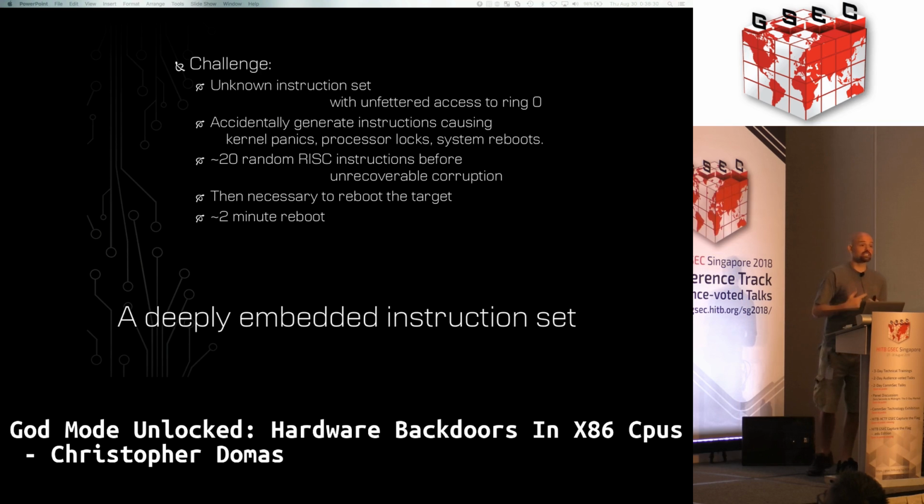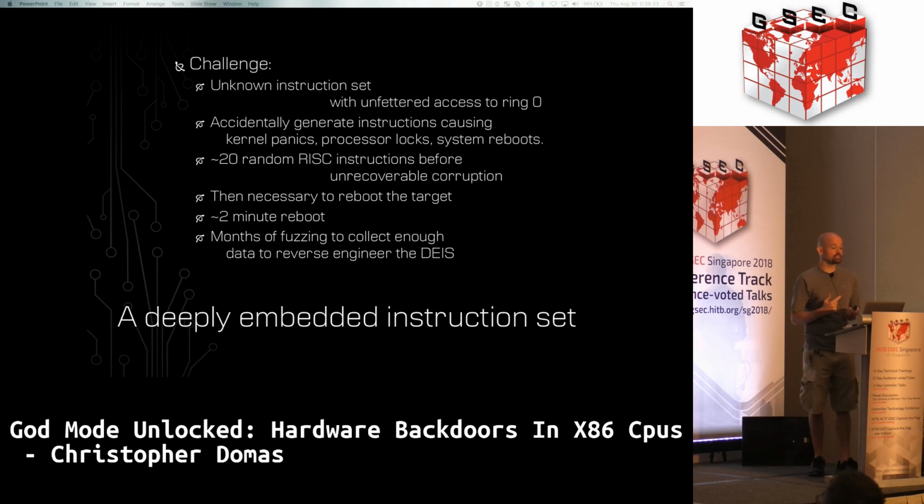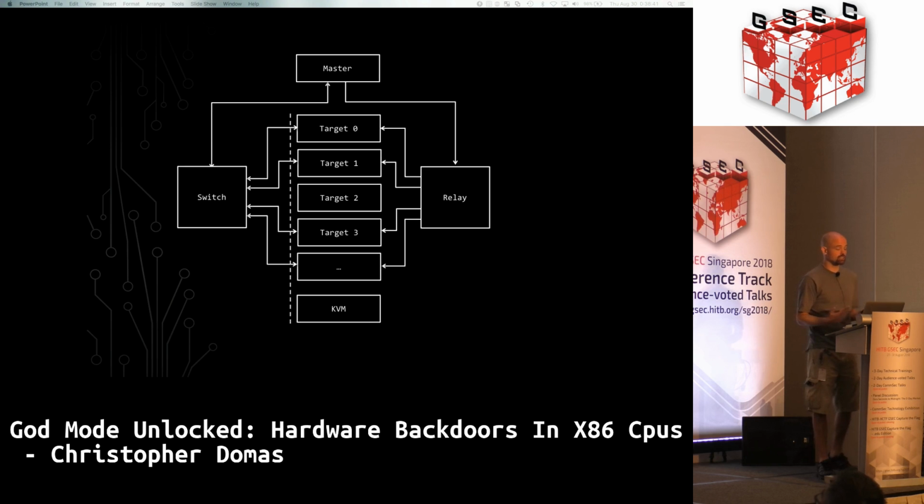But even after optimization, it took about 2 minutes to reboot these systems, and some quick calculations showed that it was probably going to take months and months of fuzzing to collect enough data to actually reverse engineer this deeply embedded instruction set. So I decided to expand my system from earlier. Instead of just one target hooked up to a master, I bought as many of these systems as I possibly could and hooked them all up to this master system.